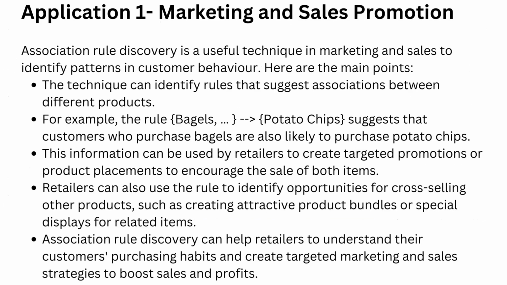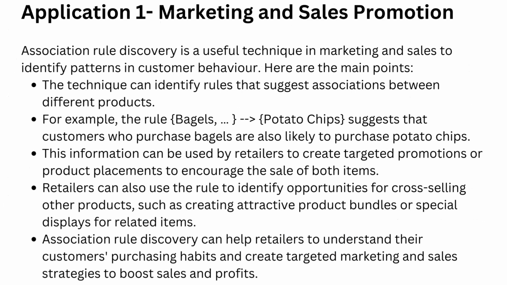There are several applications of the association rule discovery technique. The first one is marketing and sales promotion. Association rule discovery is a useful technique in marketing and sales to identify patterns in customer behavior. This technique can be used to identify rules that suggest associations between different products. For example, the rule bagel implies potato chips suggests that customers who purchase bagels are also likely to purchase potato chips.